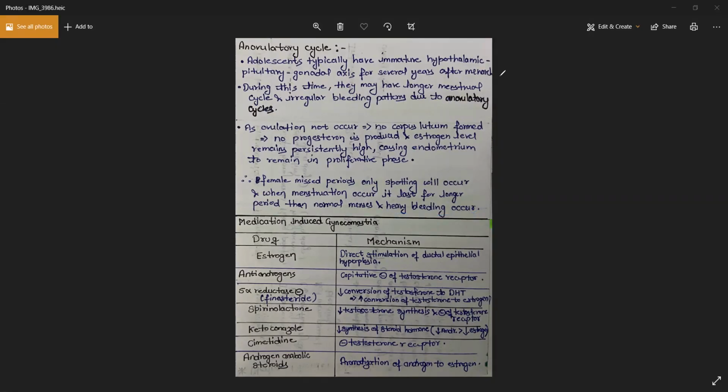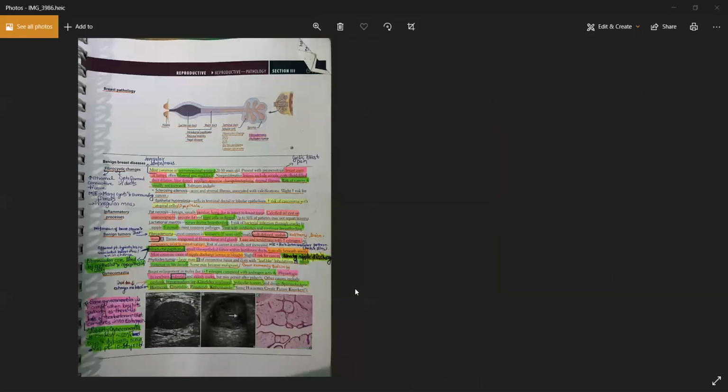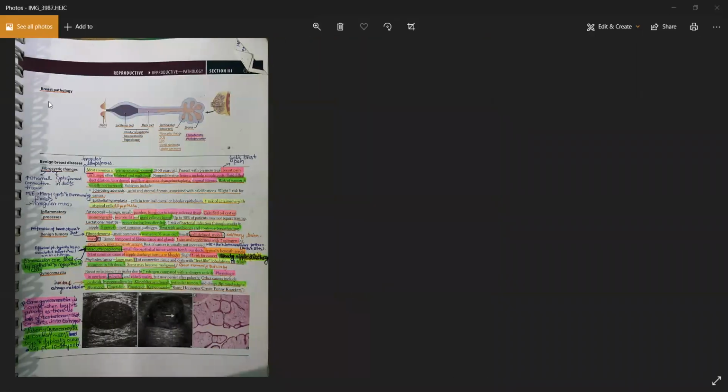Okay. So the drugs for this we'll discuss later. We will encounter this part later. So let's discuss the breast pathologies.